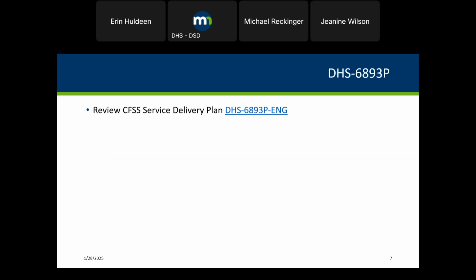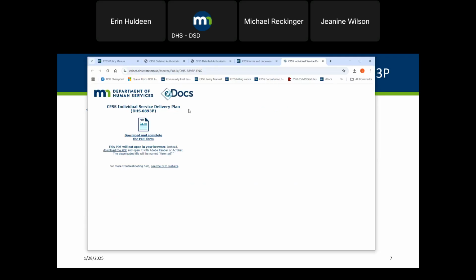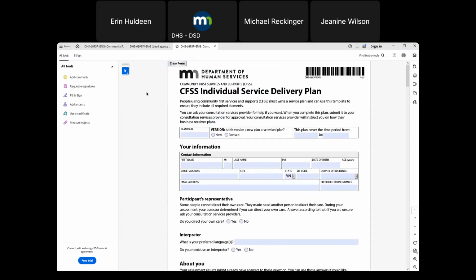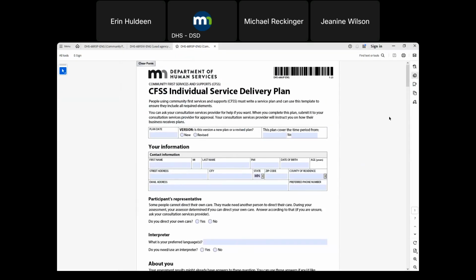Okay, one of the things that you're going to be receiving as the CFSS provider agency is a copy of the person's service delivery plan after they have completed it with a consultation services provider and it's been approved by the lead agency. So I just wanted to show you an example of what that looks like. If you're not familiar with this form yet, you will be very soon.